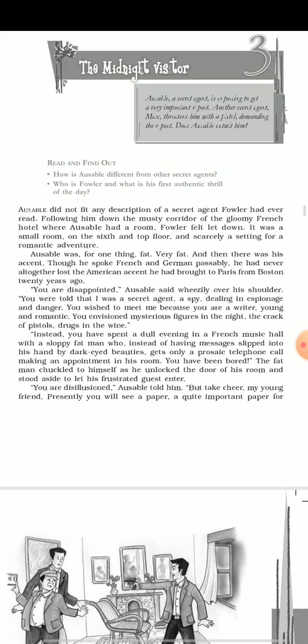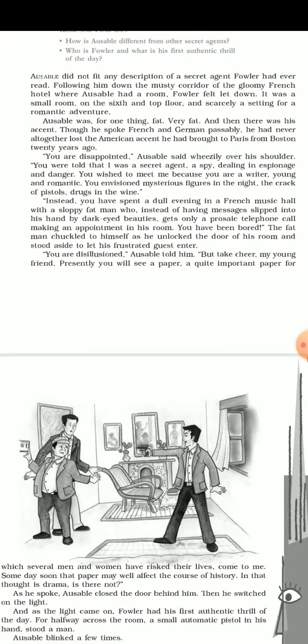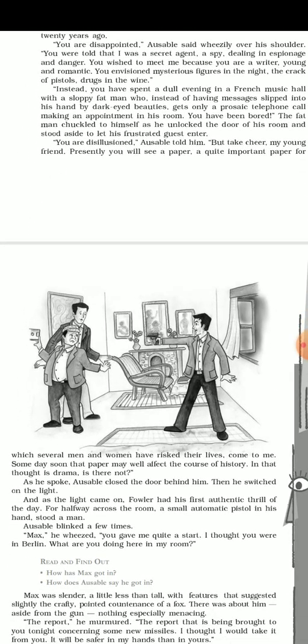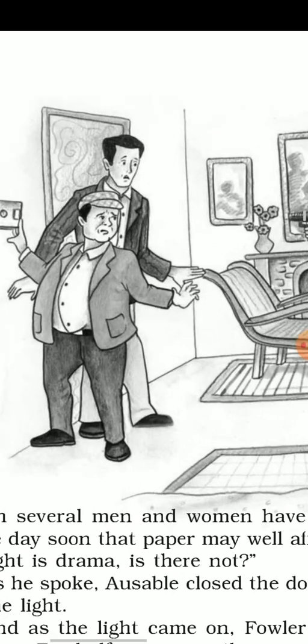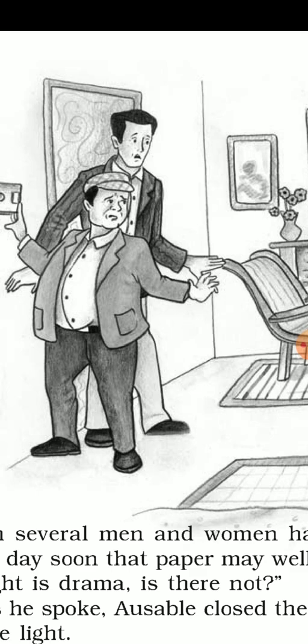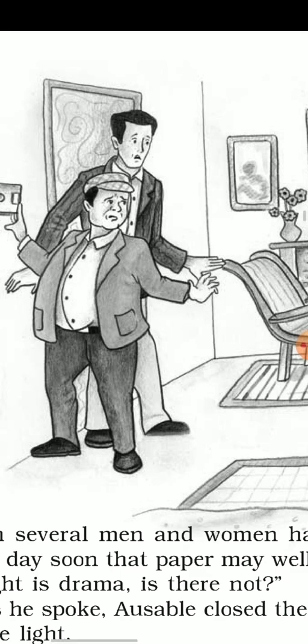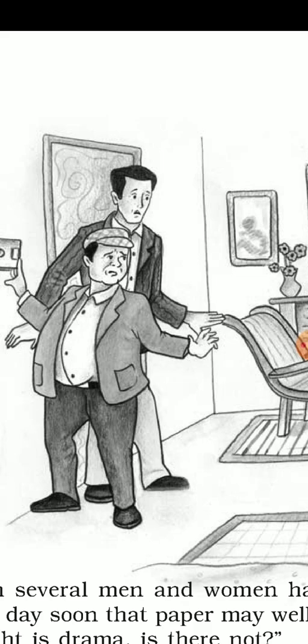Before starting with the text, I would like to introduce you to the three major characters. In total, the story has four characters, but three are major ones, and the fourth one is a minor character. There are three characters shown in this picture. Here, the shorter one is the hero of the story. His name is Ausable, right? And the person standing right behind Ausable, his name is Fowler.